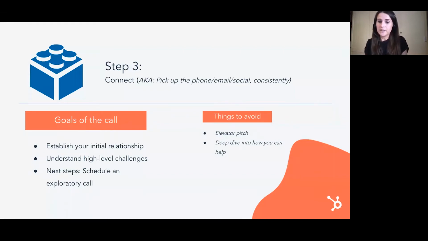And you don't want to go into a deep dive into how you can help. Again, you're just qualifying these leads. You don't want to spend a huge amount of time on a deep dive yet. You're gathering information from them to see if they're a good fit for the next stage.